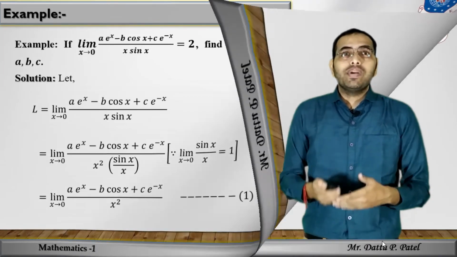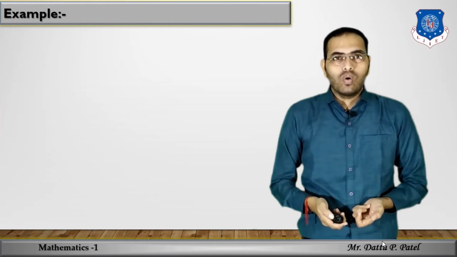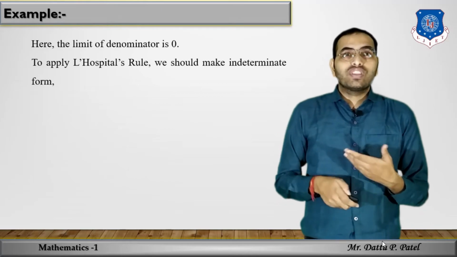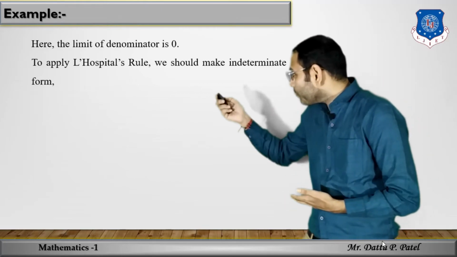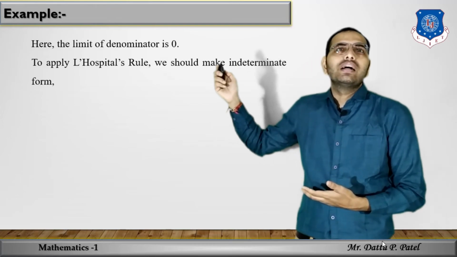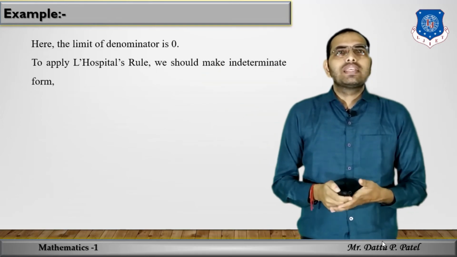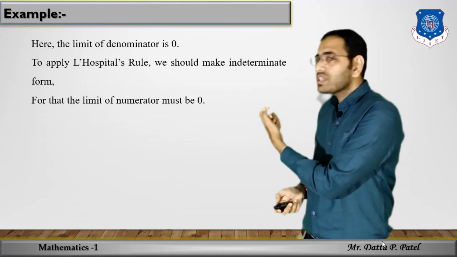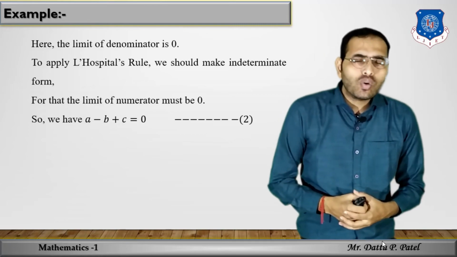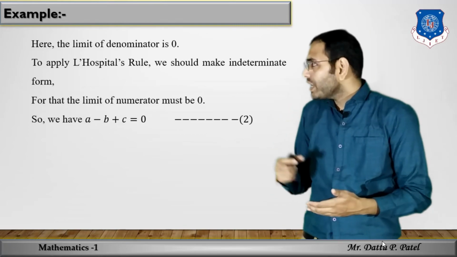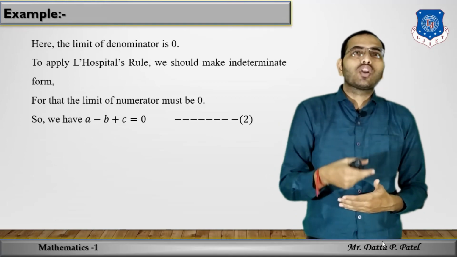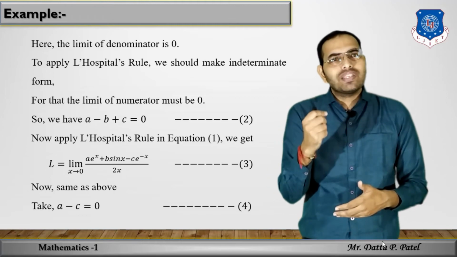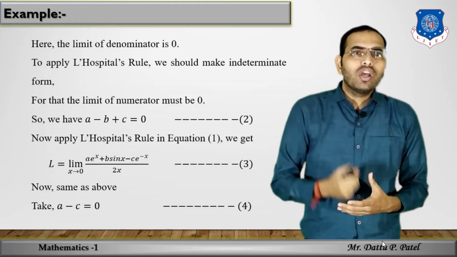Here the limit of the denominator portion is 0. Then we should make an indeterminate form. For that the limit of the numerator portion must be equal to 0. That means the numerator portion gives the equation a minus b plus c equal to 0. That is our equation number 2. Then it is in indeterminate form, so we apply L'Hopital rule. Then L equals limit x tends to 0, (a e^x plus b sin x minus c e^(-x)) upon 2x.